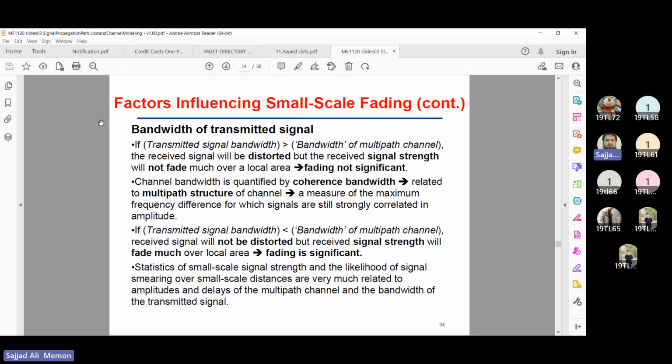Channel bandwidth is quantified by coherence bandwidth related to the multi-path structure of the channel, a measure of the maximum frequency difference for which signals are still strongly correlated in amplitude. If the transmitted signal bandwidth is less than the bandwidth of the multi-path channel, then the received signal will not be distorted, but the received signal strength will fade much over a local area. Fading will be significant.